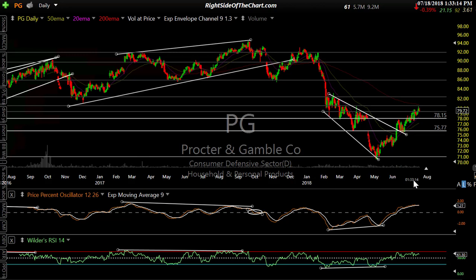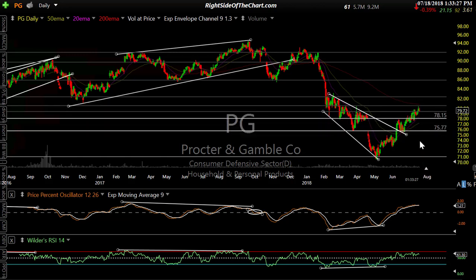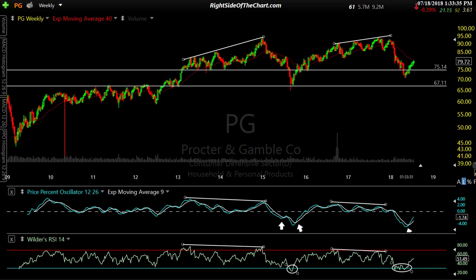PG looks, or was looking, better than most. We had this descending broadening wedge pattern, aka megaphone pattern. Broke out, back tested it, moved up. But how much of that pattern is left? A good part of it's already played out. PPO's at high levels, starting to turn down. I don't think I'd short that one here, but I just don't think there's a lot of meat on the bone. And again, bigger picture.